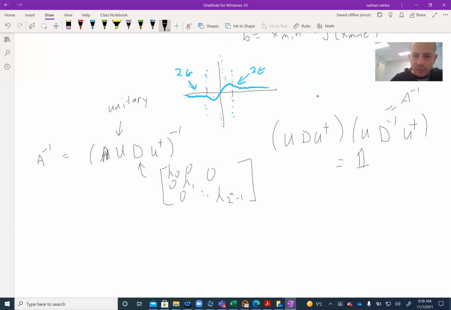Okay, and D inverse, the inverse of a diagonal matrix, has to be, in order to get this times that equal to the identity matrix, just lambda 1 inverse all the way down to lambda 2^n minus 1 inverse, and 0 on the off diagonal. So basically what I'm getting at here is that the inverse is something you can envision as being the inverse function applied to the eigenvalues.